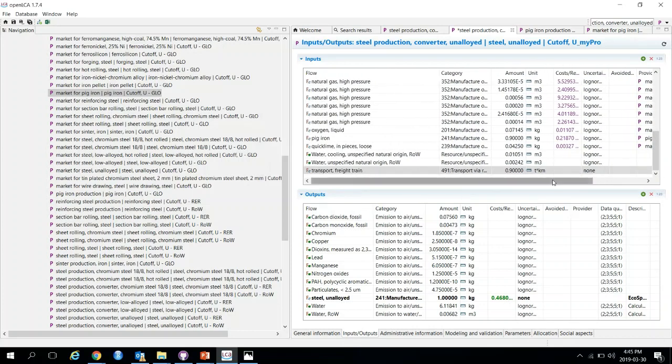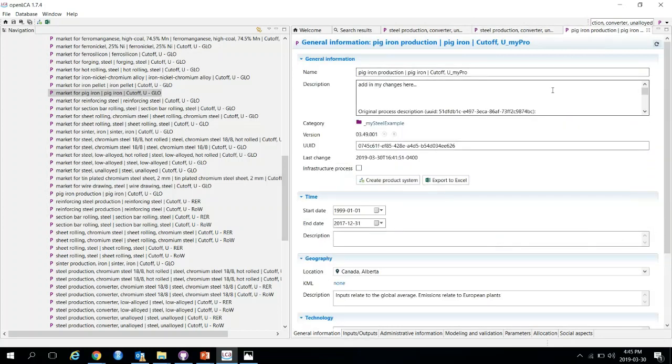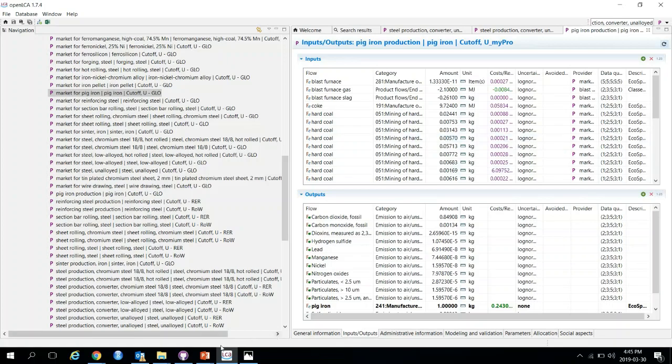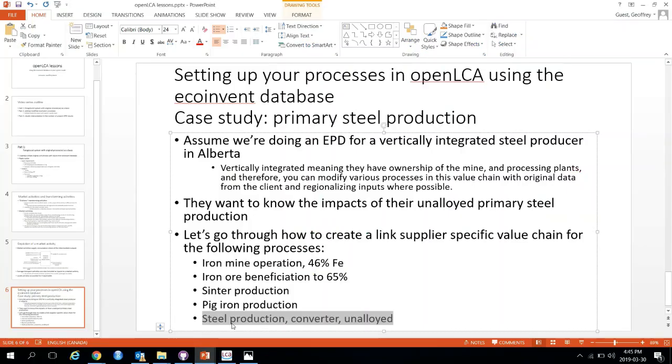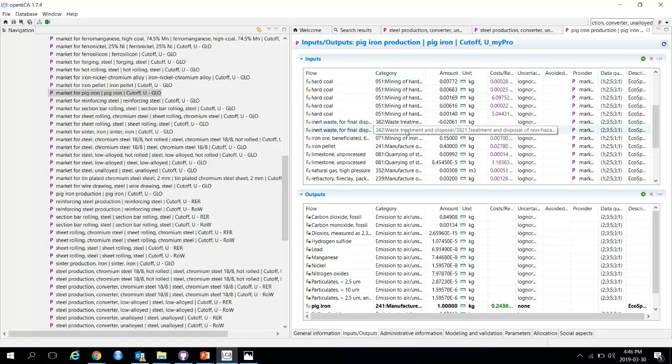Okay, so now the next step, let's just save that first and close the market mix, is to look at what input we want to modify in the pig iron process. If we go back to our value chain of processes of interest, the next one we're looking at is sinter production. So the sinter then goes into pig iron. If we go back, we can look at the inputs for pig iron based on the default ecoinvent process.